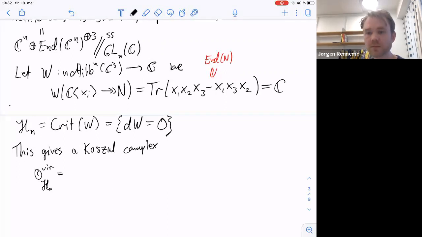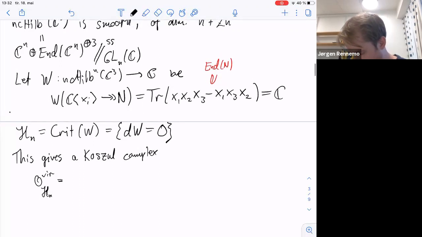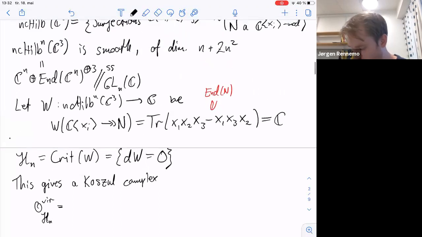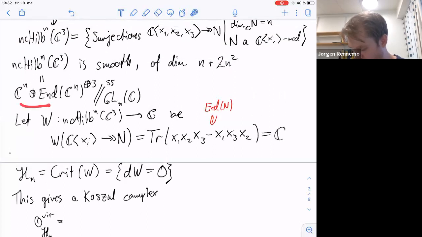Where does the endomorphism Cn triple come from in this W? Sorry, could you repeat that? Here you said Cn plus endomorphism Cn triple, quotient by, this is the critical locus. Oh, right, you're asking where this comes from.